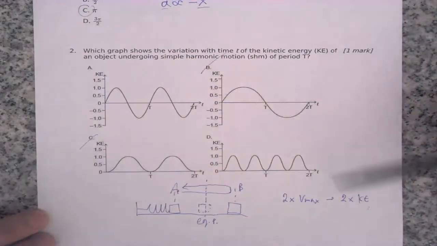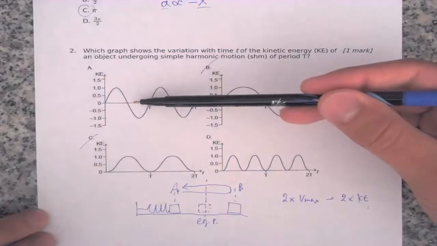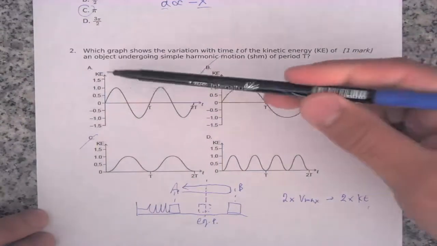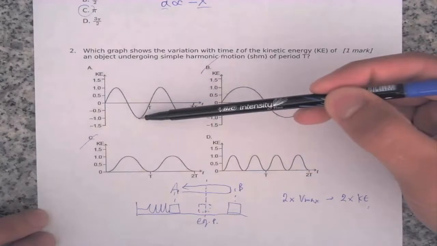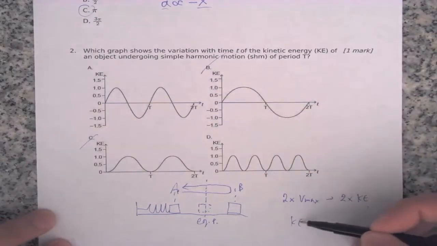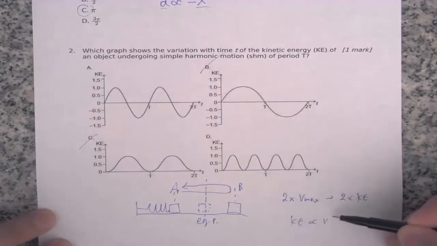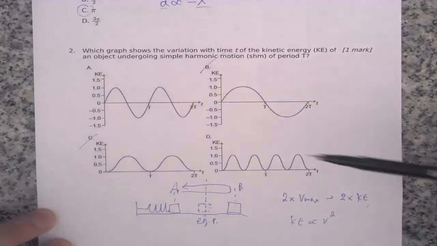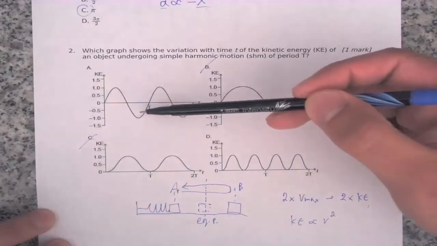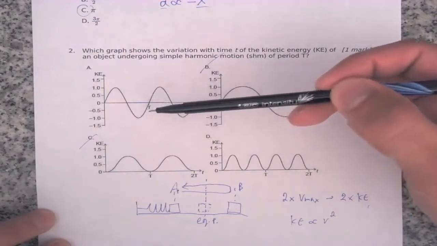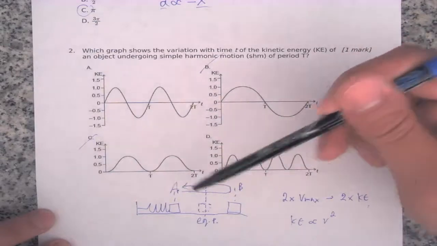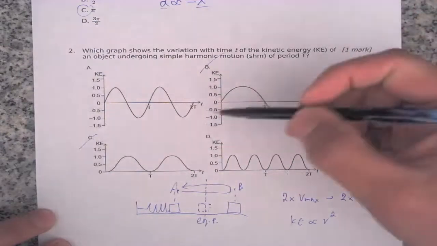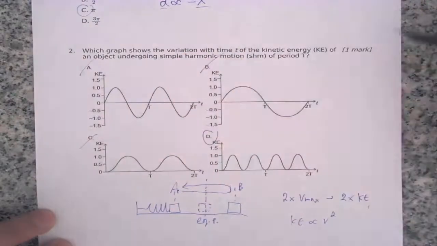Now what is happening between the A choice and the B choice? You see that in the A choice you have negative energy. But you know that kinetic energy is proportional to velocity squared. So that means that you will never have negative kinetic energy. It doesn't matter what the direction of velocity is, if you go to the right or to the left. So of course the correct choice here is D.